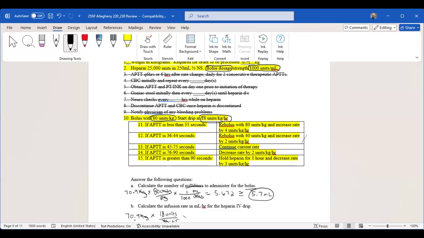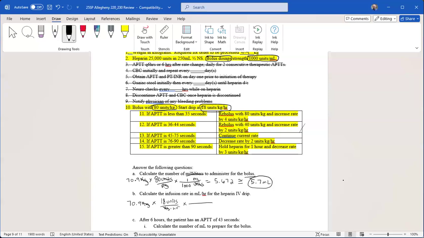Now, the next step is, like I said, if I leave this alone, I'm going to be in units per hour. And I don't want units per hour. I want milliliters per hour. So what do I need to do? I need to convert units per hour to milliliters per hour. So I need a way to get rid of units and get milliliters. And so I go back to my available. Okay, so this is my available section.